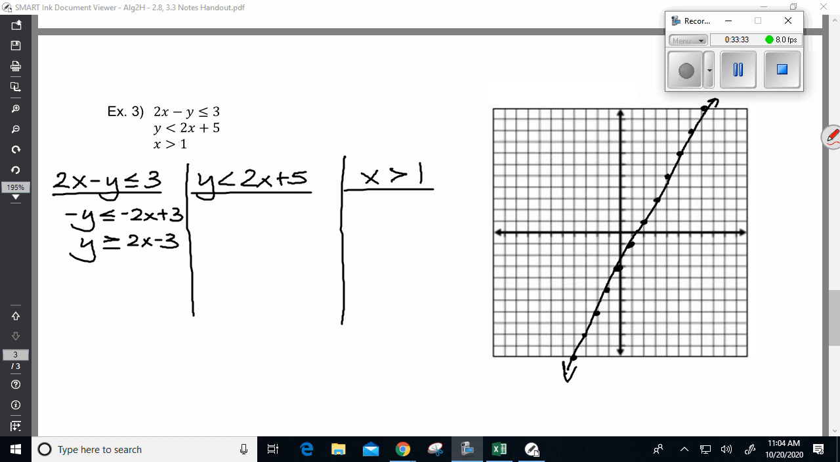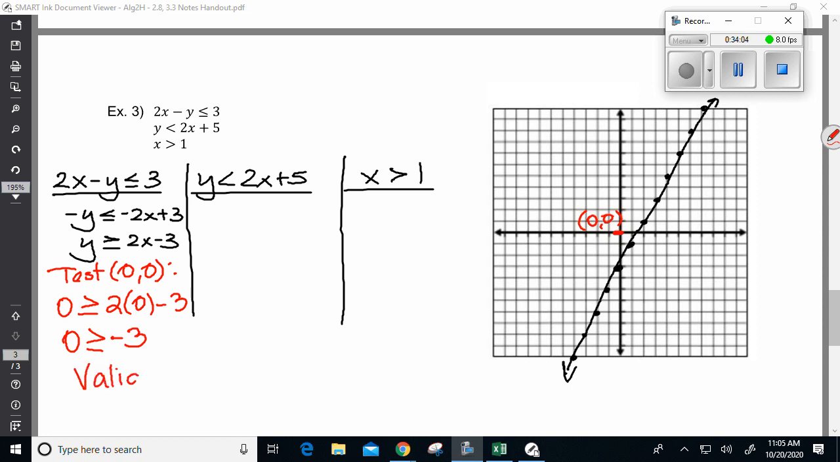So I'm going to test the point 0, 0. We have 0 greater than or equal to 2 times 0 minus 3. 0 greater than negative 3. That's valid. That means 0, 0 works.